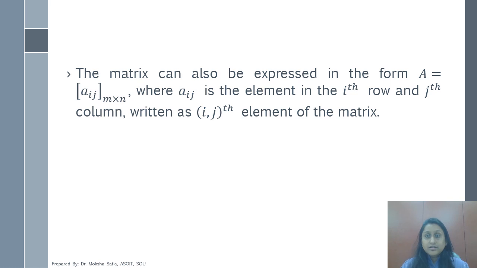So in short, a matrix element can be represented as aij, and with that we have the whole matrix representation as A equals aij of order m cross n. Now, an element aij is the element of the ith row and jth column. That means i represents the number of the row and j represents the number of the column. So the element of a matrix can also be called the ijth element of a matrix.